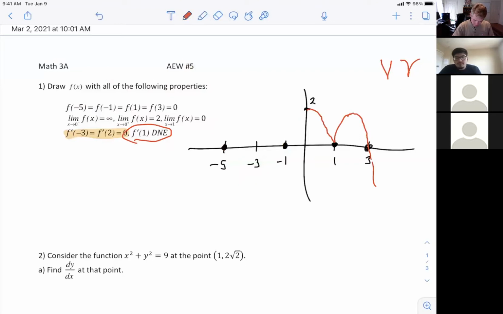Try to make it look a little bit better. So it goes down here, the derivative equals 0. It goes up, and then it's going to go up to infinity. The derivative equals 0 down there. And then right there, I tried to make a cusp. I guess I could just make a corner. That would make it look better.